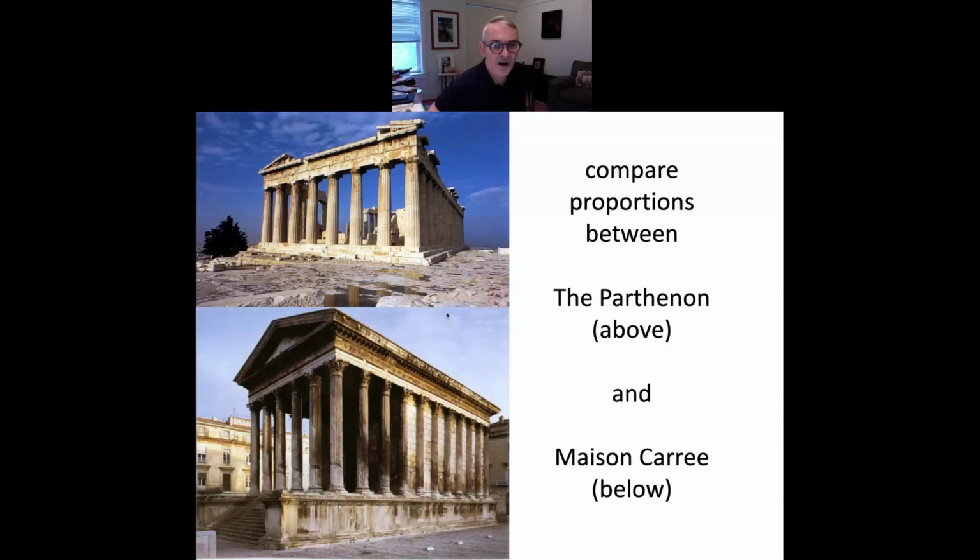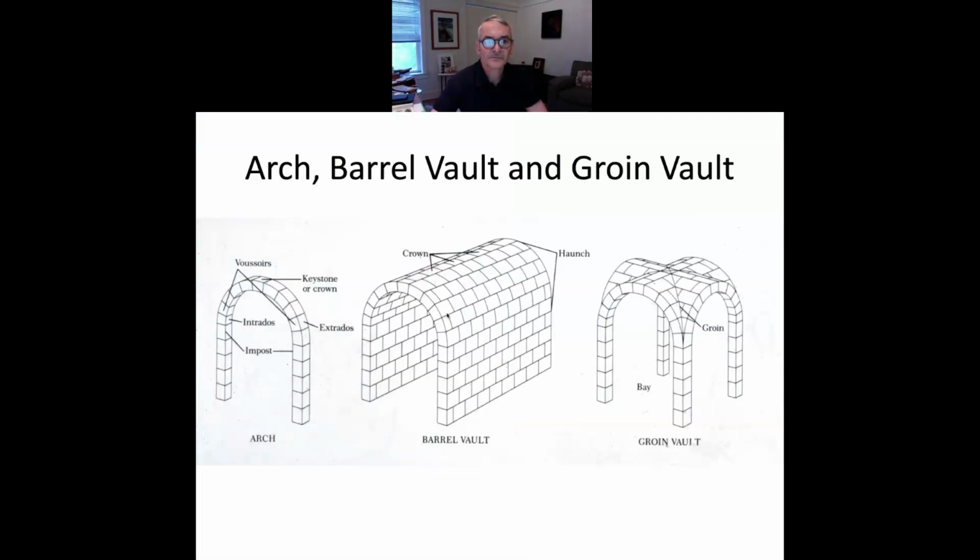So there are differences. The Romans just came up with their own version that suited their purposes. All right, so the Romans were very good at perfecting the use of the arch, which led to the barrel vault, which led to the groin vault.